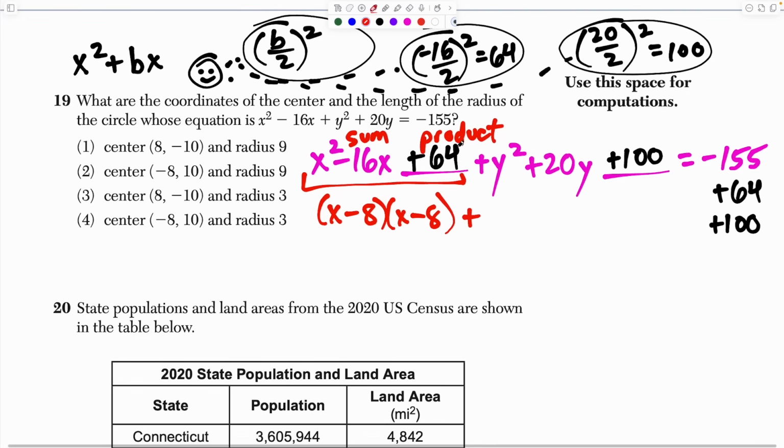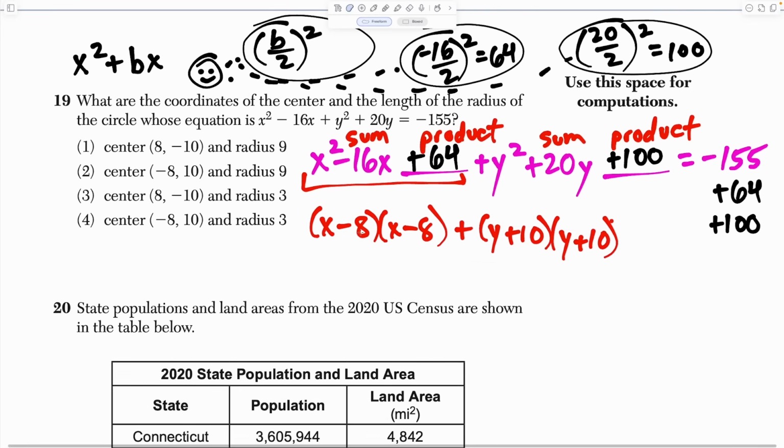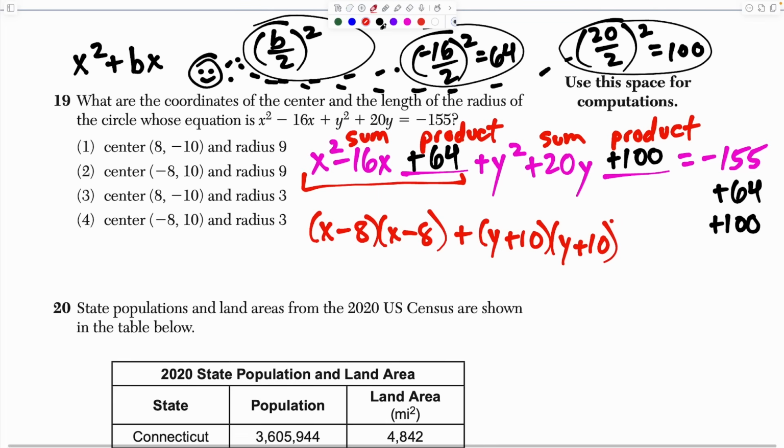And now I have plus. I want to think about what two numbers have a sum of 20 and a product of 100. Here we're going to get 10 and 10. So I'm going to write y plus 10 times y plus 10. And now all of this is going to be equal to, if I do 100 plus 64, that's 164, minus 155. These numbers are 9 units away from each other, so this is all equal to 9.